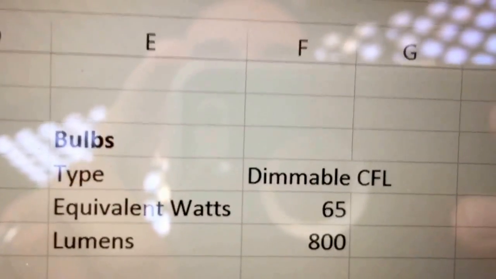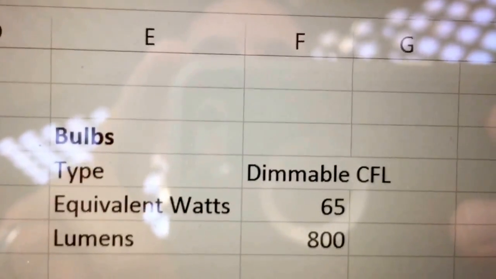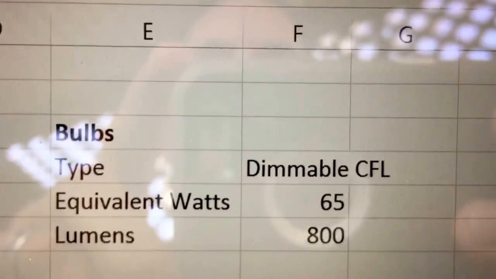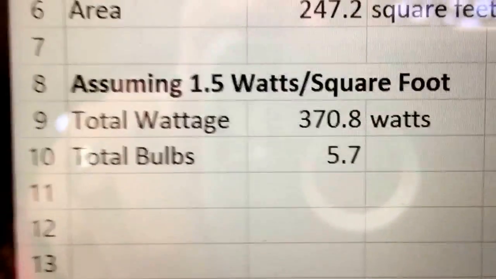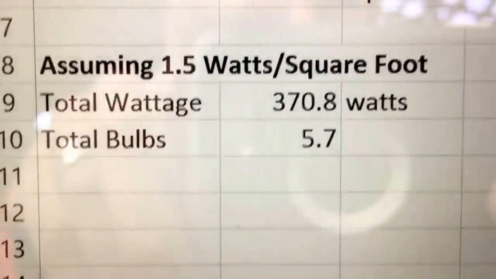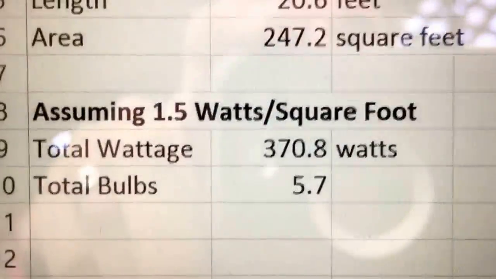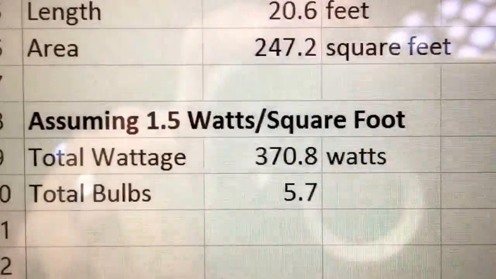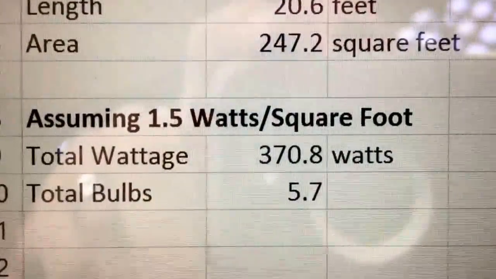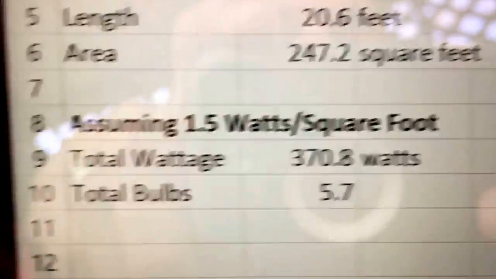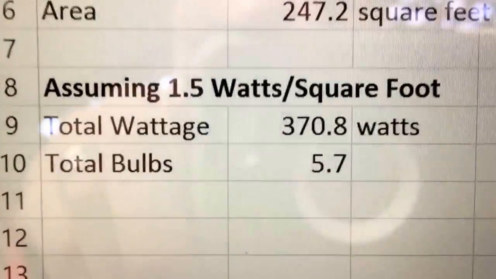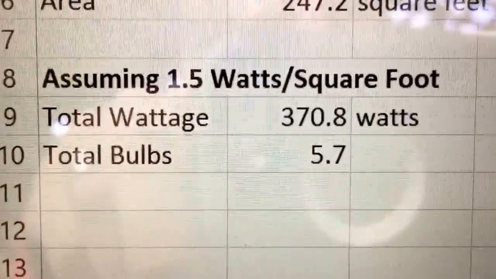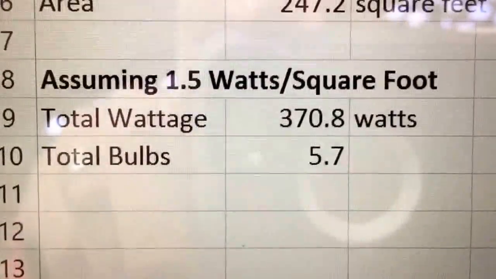The reason that matters is we're going to use two approaches. One of them is using wattage and one of them is using lumens. There are a couple of rules out there. One of them is that you can assume 1.5 watts per square foot. So if I take the total square footage, 247.2, and multiply it by 1.5 watts, that gives me how many watts I need in the room. If I take my bulb spec of 65 equivalent watts and divide 370.8 by 65, I get about 5.7 bulbs, or 6 bulbs for that room.